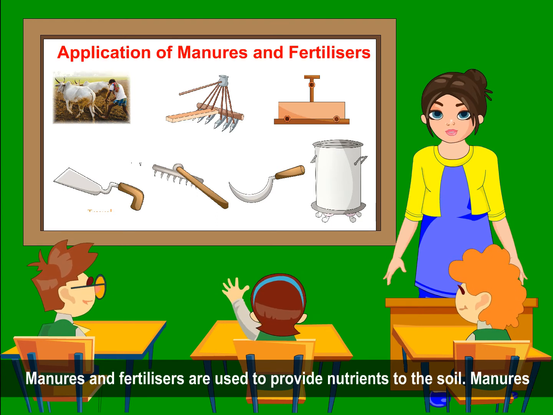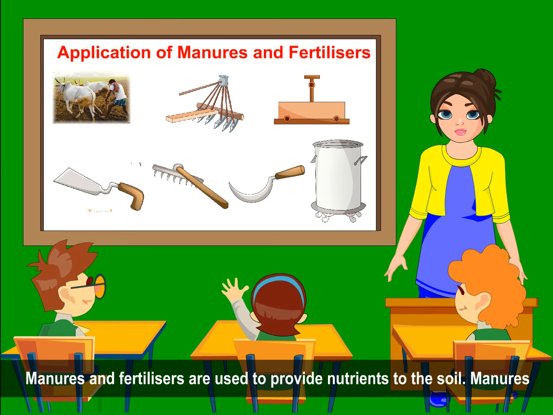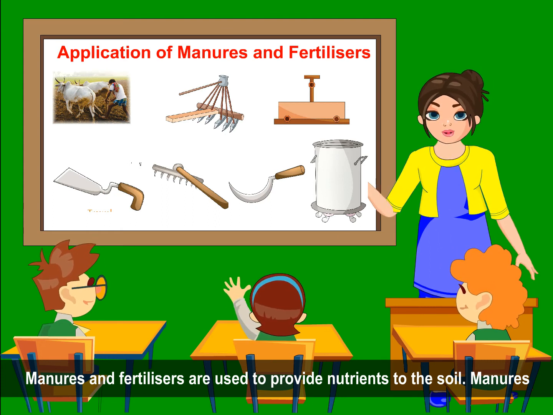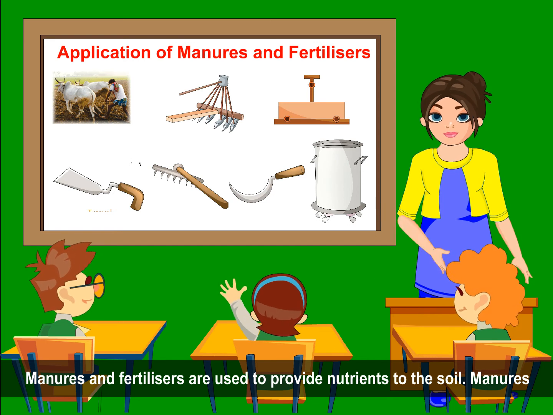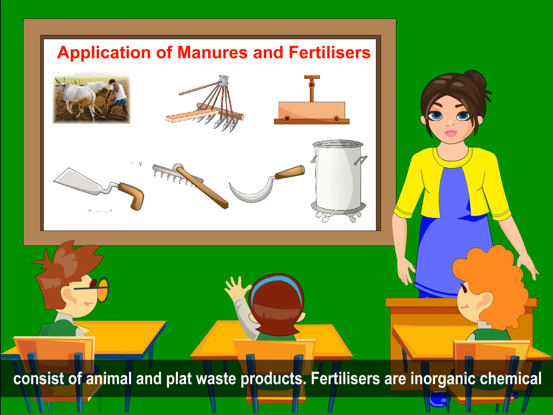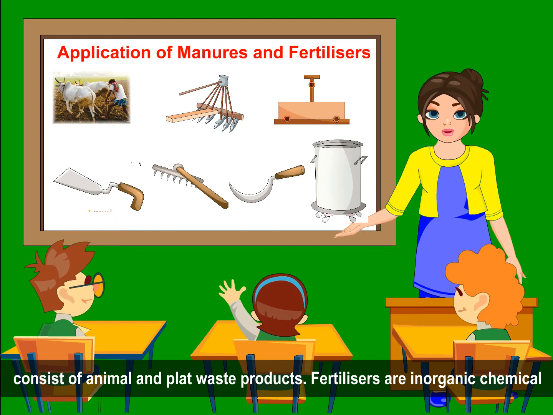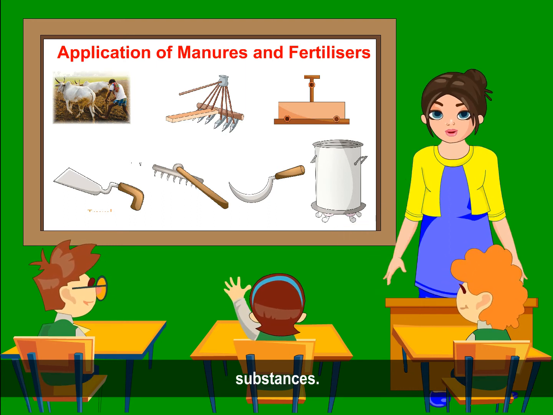Application of manures and fertilizers. Manures and fertilizers are used to provide nutrients to the soil. Manure consists of animal and plant waste products. Fertilizers are inorganic chemical substances.